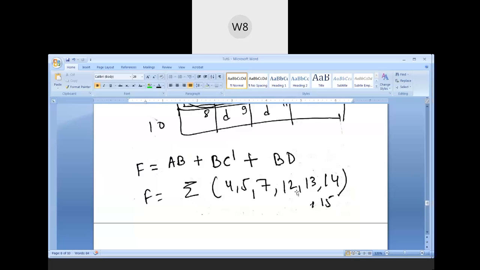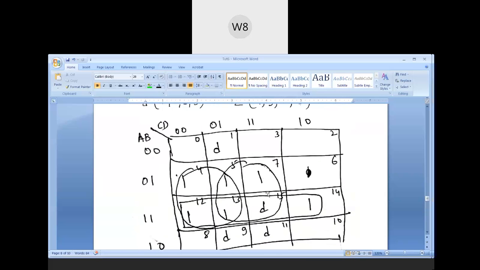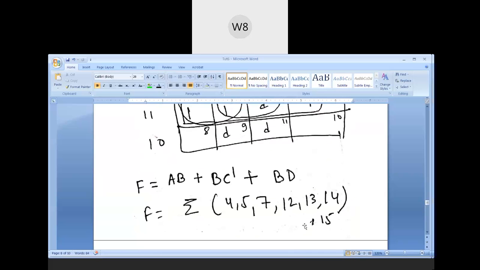So once again, if you are asked to write the function after simplification as a sum of min terms and the scenario contains don't cares, then you include all those don't cares which were used for the elimination of the variables. So all the min terms plus the don't cares which were treated as 1.